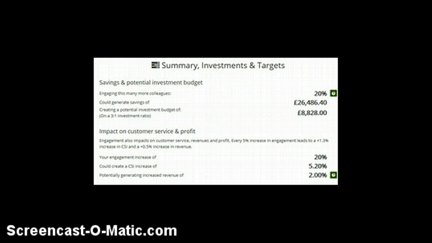£26,500. So let's start to summarise then. Engaging 20% more colleagues would generate savings of £26,000. That's an investment ratio of £8,828. That's pretty good. The impact that then has on your customer service is every 5% of increase in engagement leads to a 1.3% increase in customer service and a 0.5% increase in revenue. So the engagement increases by 20%. The CSI then naturally increases by just over 5%, increasing revenue of 2%.